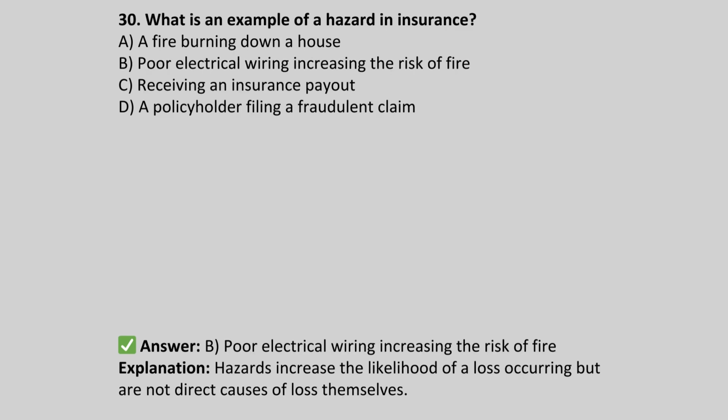What is an example of a hazard in insurance? A. A fire burning down a house. B. Poor electrical wiring increasing the risk of fire. C. Receiving an insurance payout. D. A policyholder filing a fraudulent claim. Answer: B. Poor electrical wiring increasing the risk of fire. Explanation: Hazards increase the likelihood of a loss occurring, but are not direct causes of loss themselves.